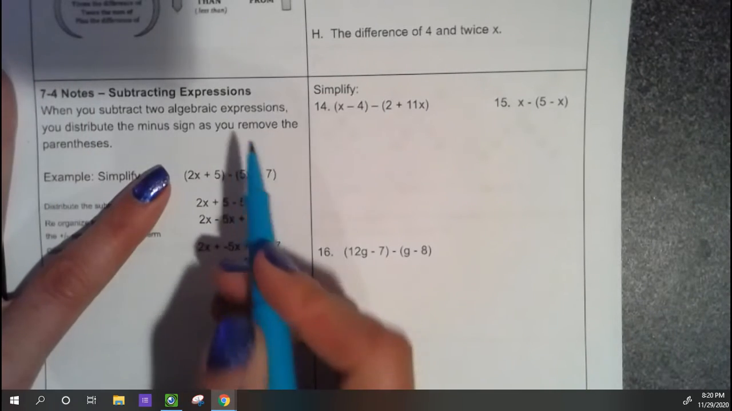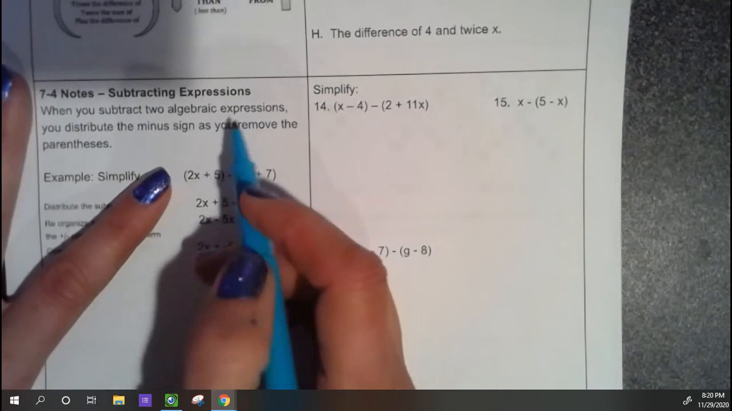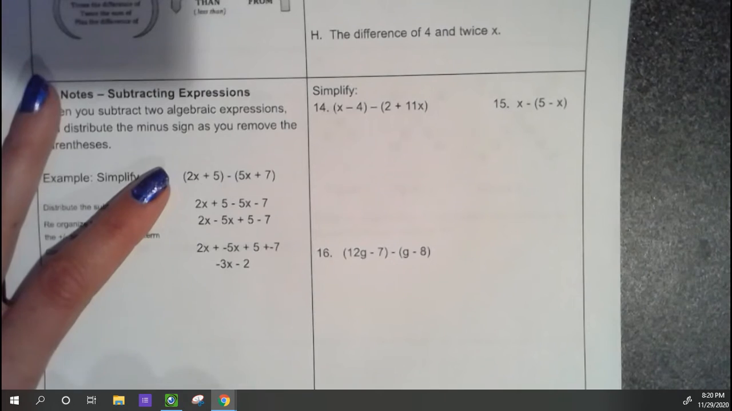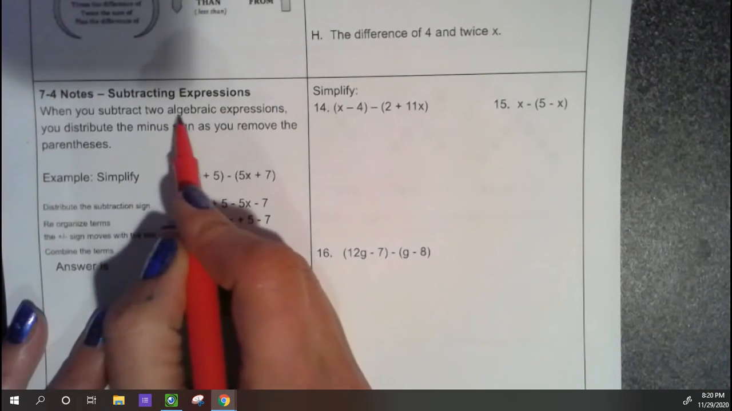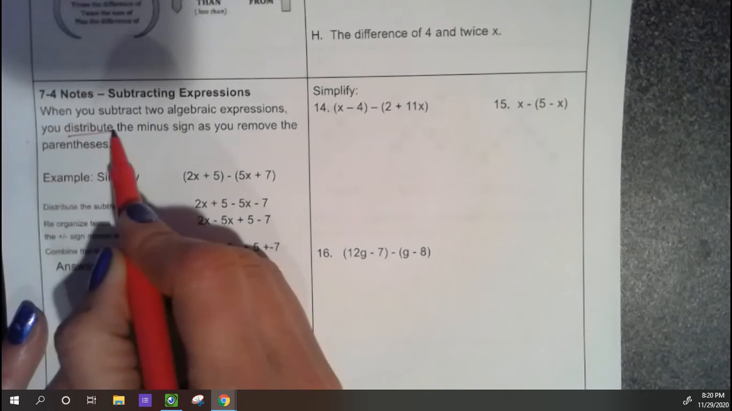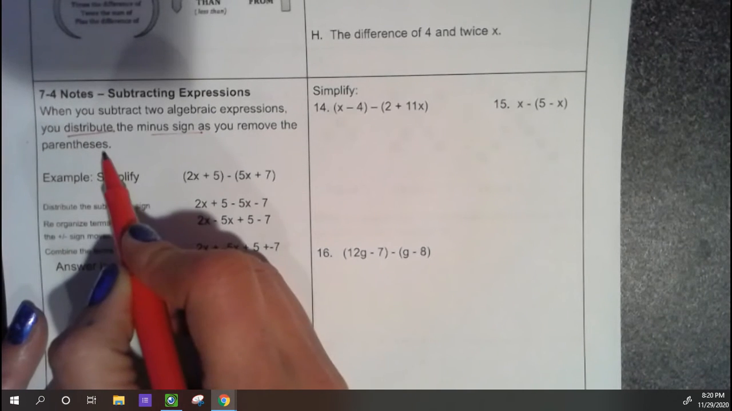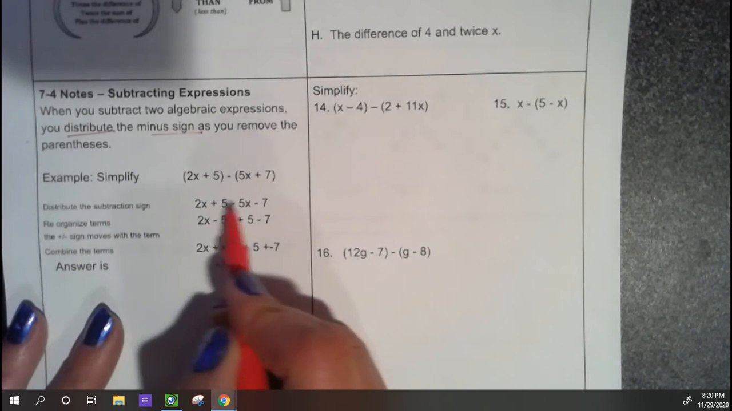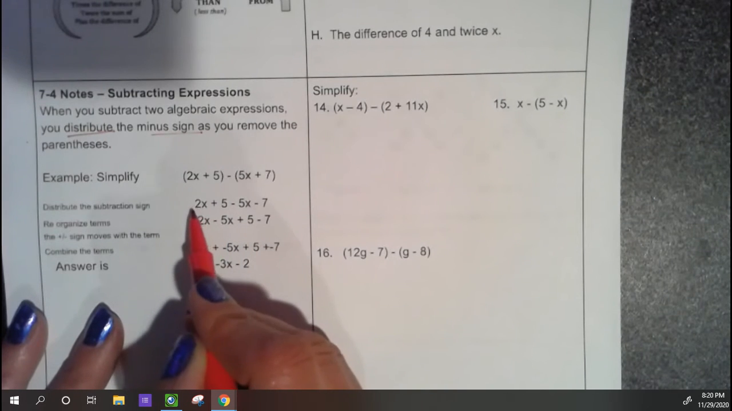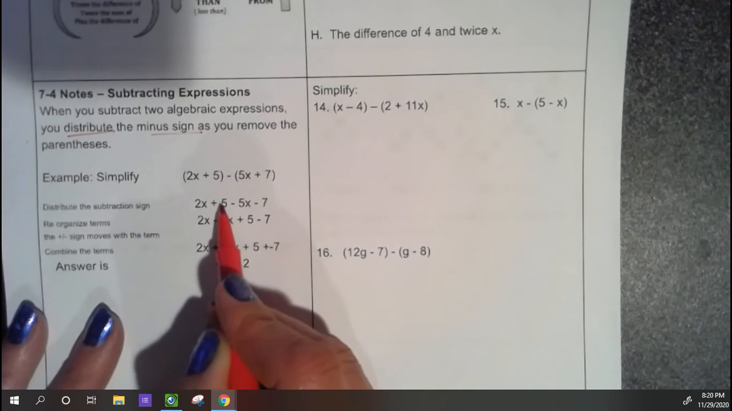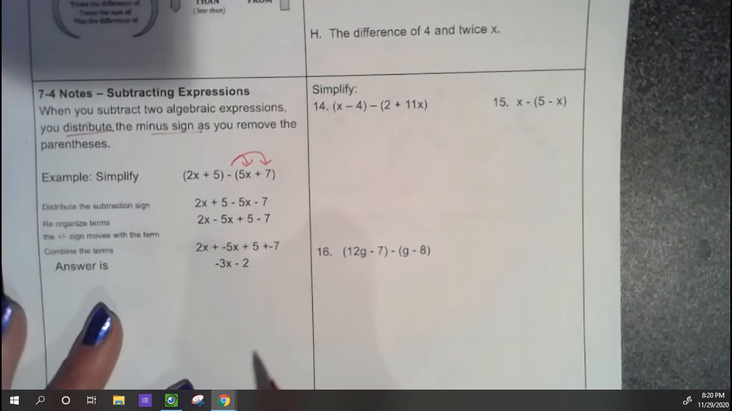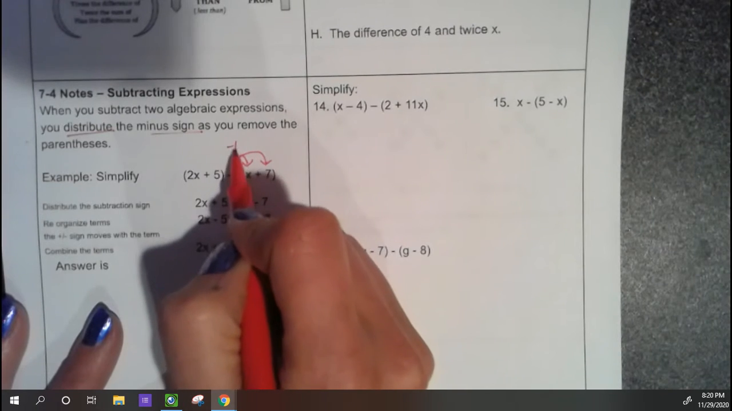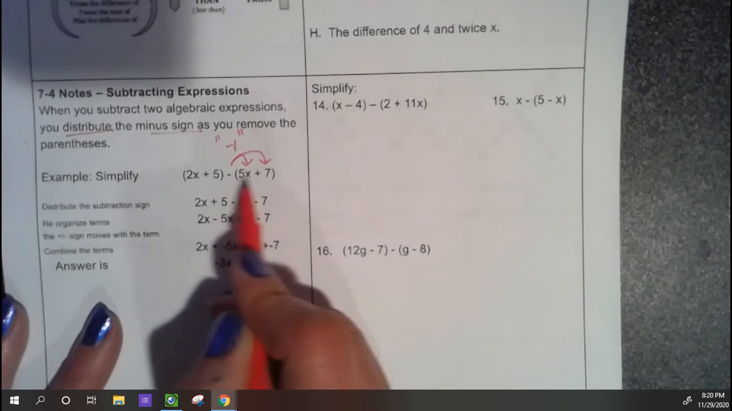So we're going to be doing 7-4 today, subtracting expressions, and it's no big deal. All we got to do is remember that when you subtract two algebraic expressions, you distribute the minus sign as you remove the parentheses. So as you look at this example that's already done, there was absolutely nothing that changed about the first one. But as they distributed that negative sign or that minus sign, they're kind of pretending like it's a -1, and they're multiplying all of this by -1.